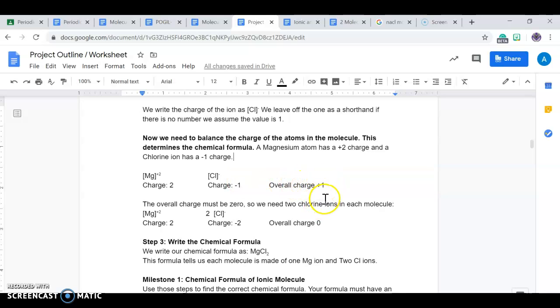Can't get to 0, so you have to add a 2nd chlorine atom. That means you have 2 negatively charged chlorines for a -2. Add that with your +2. That's how you get to 0. That's how you find your chemical formula. Okay. So you're going to go through and do that as part of milestone 1.